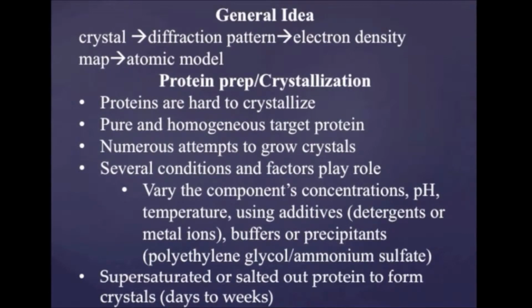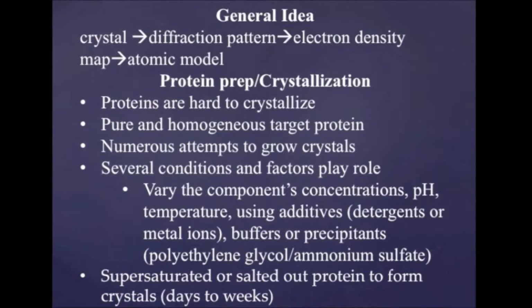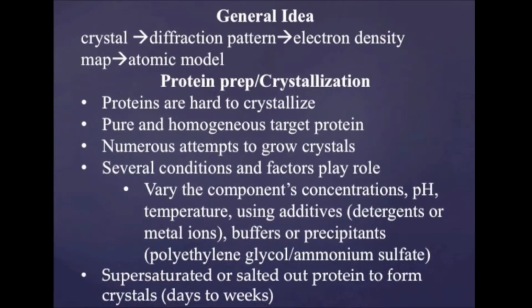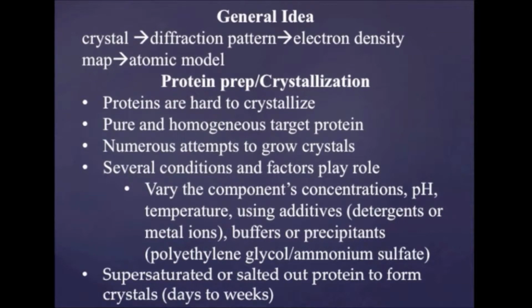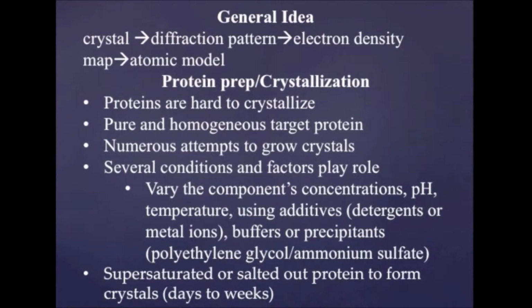This pattern can further be mapped onto the electron density map, which can be used to visualize the exact arrangement of atoms in the crystal to assemble a complete tertiary structure of the particular protein by a computer. Due to their irregular shape and complexity, proteins are really hard to crystallize. To perform an efficient X-ray diffraction, we will need a pure and homogeneous target protein to grow out the crystals.